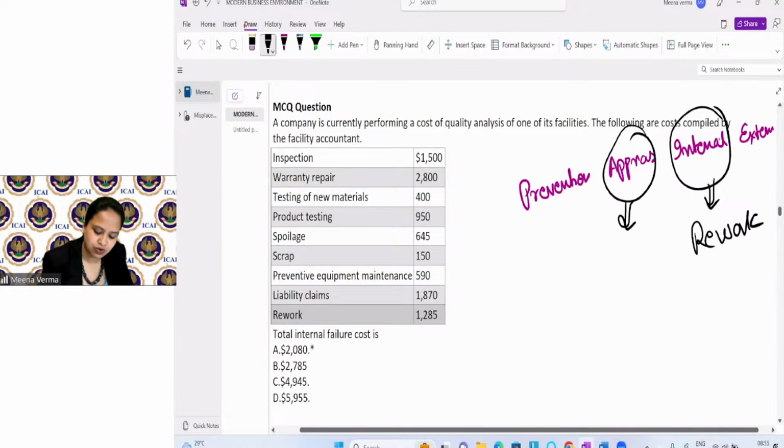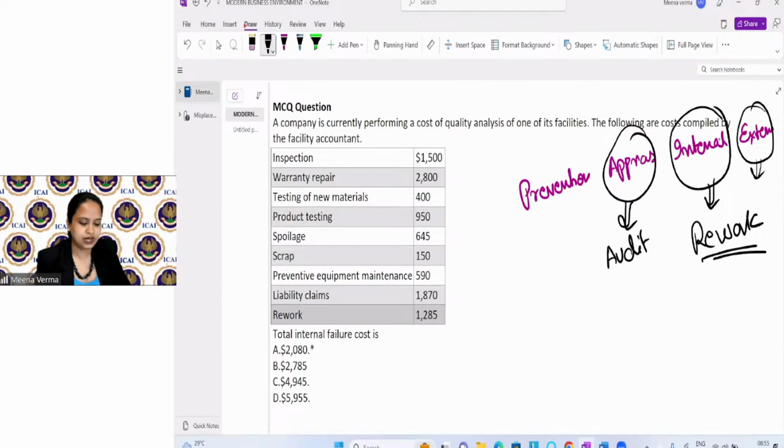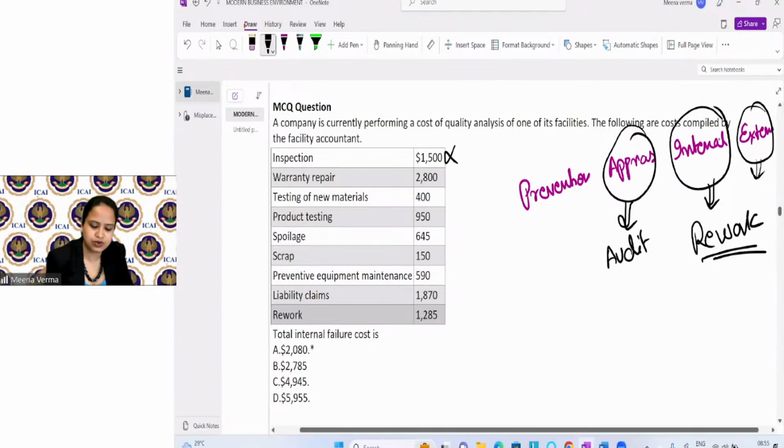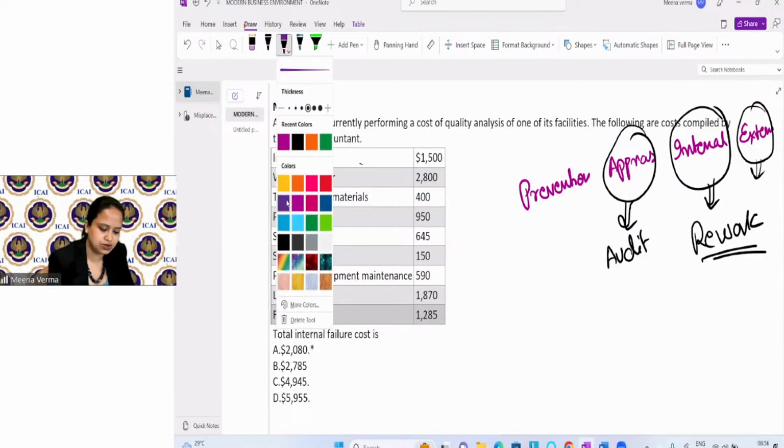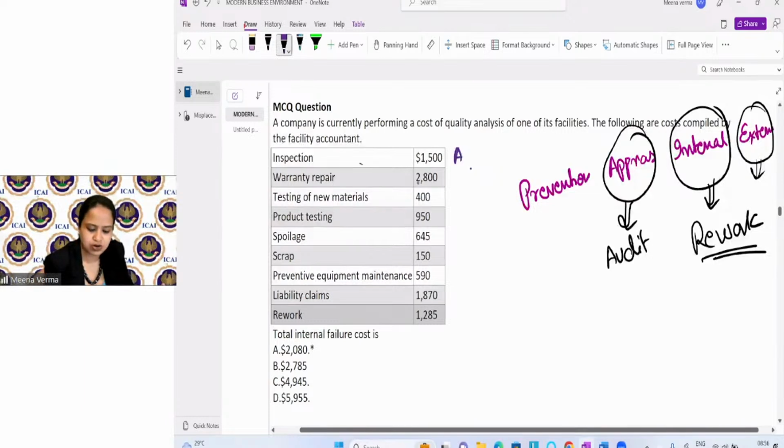Appraisal is related to audit or checking or inspection. Right, external failure cost is when a product has reached the customer and you have received complaints, right? So that cost will come here. Now, internal failure cost. So what will come? Inspection will come here? No, it will be appraisal cost. Warranty repair. See, this is inspection cost, so actually this is your appraisal cost.